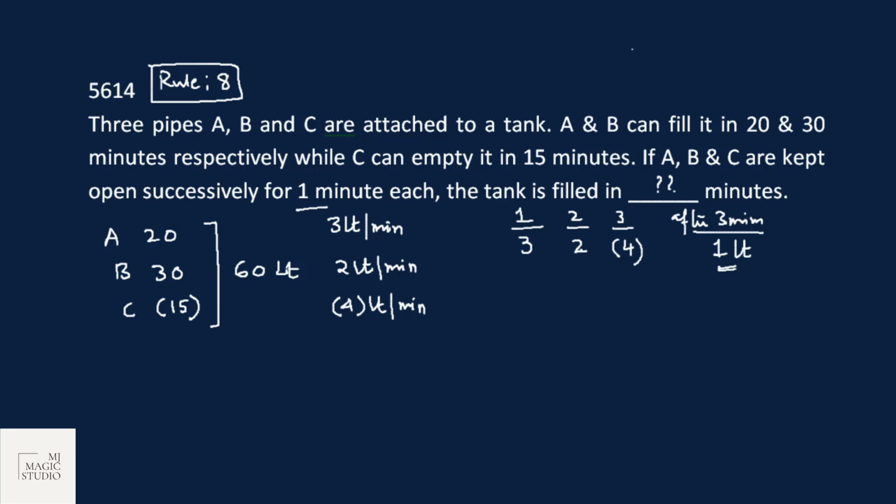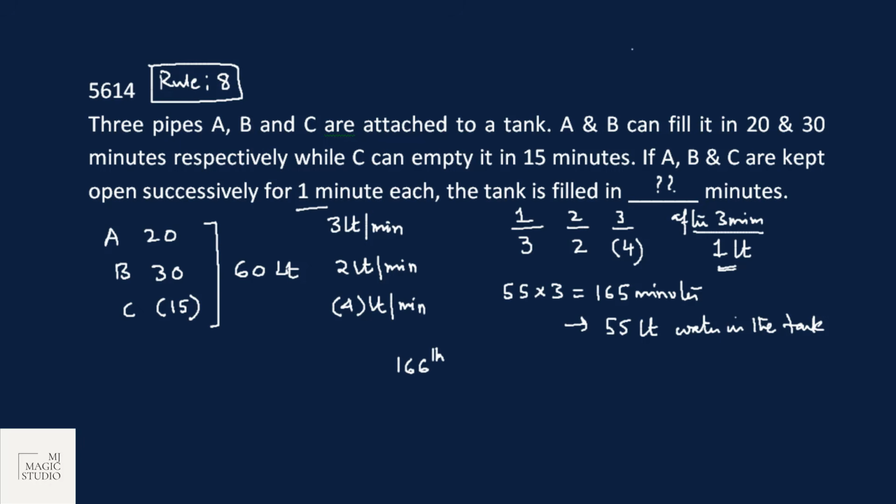So, here the trick is 3 plus 2 is 5, 60 minus 5 is 55. What will happen after 55 into 3, that is 165 minutes. After 165 minutes, there would be 55 liter water in the tank. After 55 cycles, and one cycle is of 3 minutes, there would be 55 liters water in the tank.